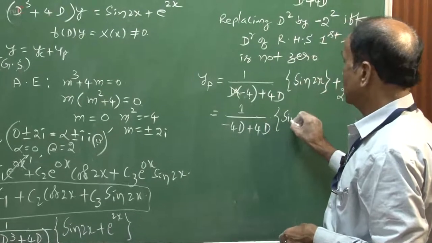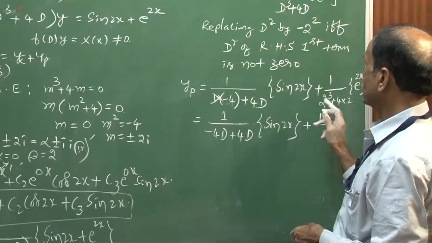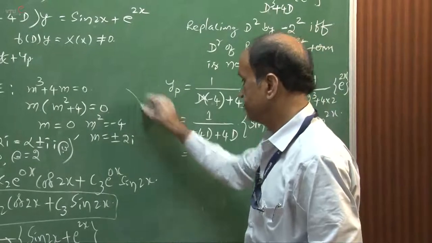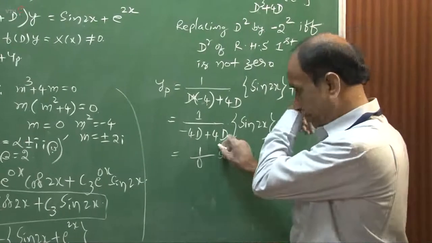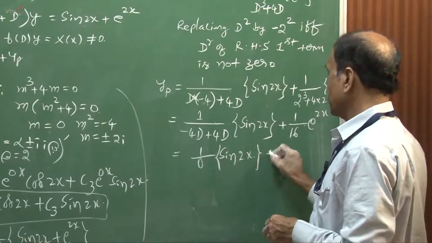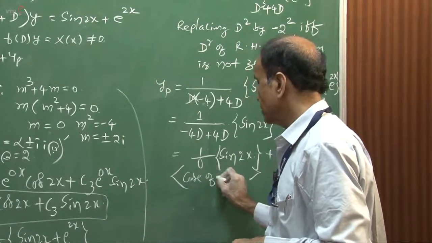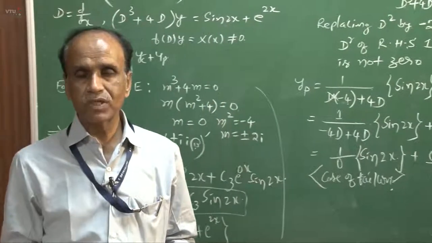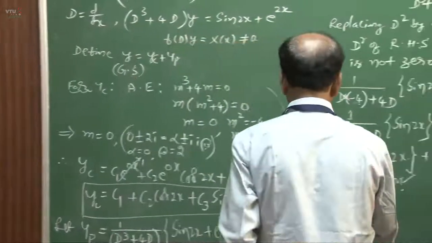This is operating on sine of 2x, plus 1 divided by 2 cube, that means 8, plus 4 into 2 is 8, so this is 16, e to the power 2x. But this becomes 0 for the sine of 2x term. When you replace d square by minus 4, minus 2 square, that becomes 0, plus e to the power 2x by 16. This is a case of failure. That means further investigation is required, through the differentiation of the derivative part and then multiplying by x outside the bracket. Okay, this is for yp.